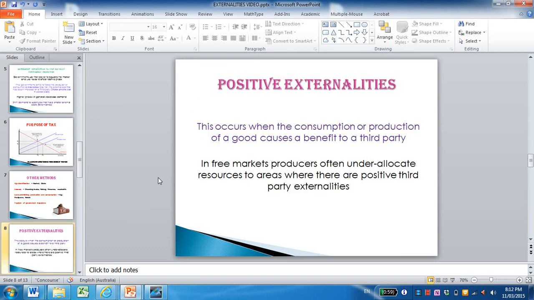Positive externalities occur when the consumption or production causes a benefit to a third party. And these will often be under-allocated in a free market, because self-interested producers or consumers don't care about the positives that it will have on third parties from their transactions.